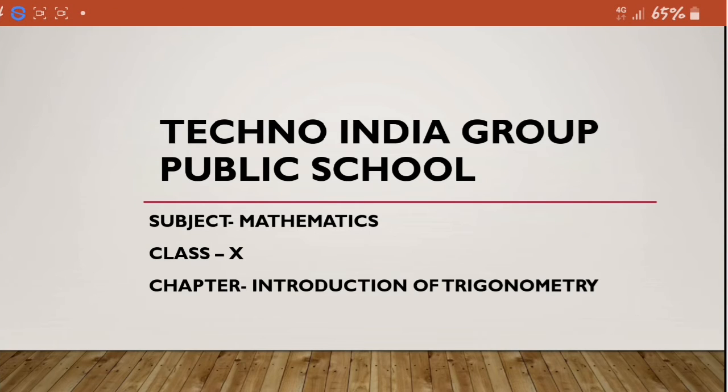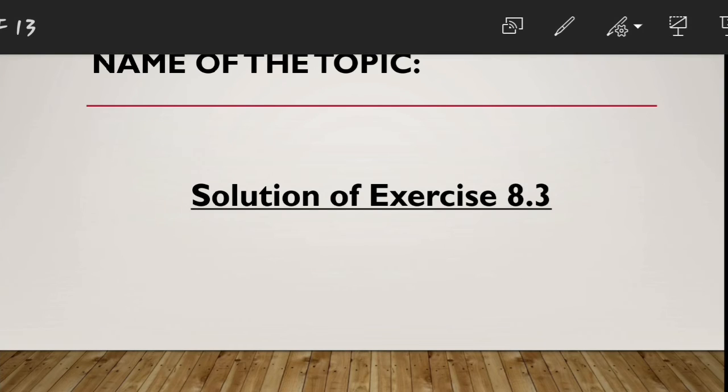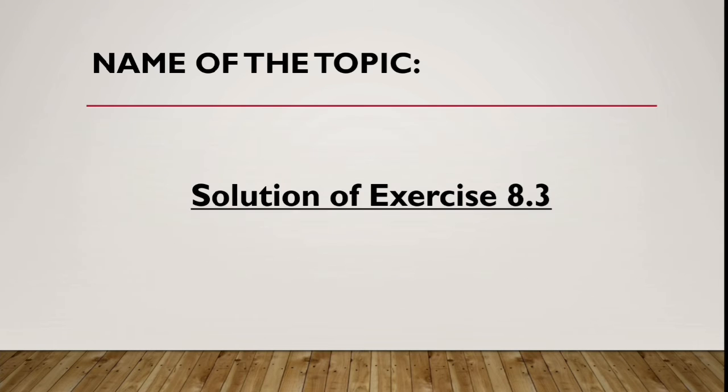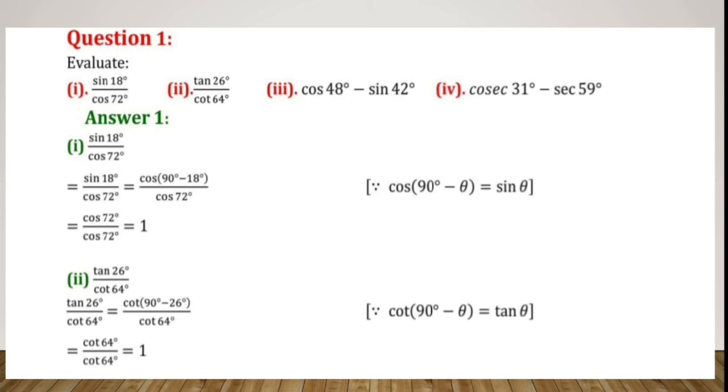Hello students, today we will discuss the solution of exercise 8.3 from the chapter Introduction to Trigonometry. Here are 7 questions, but the solutions are very short and easy. So let us start with question number 1. In question number 1 there are 4 parts. Here you have to evaluate the values.